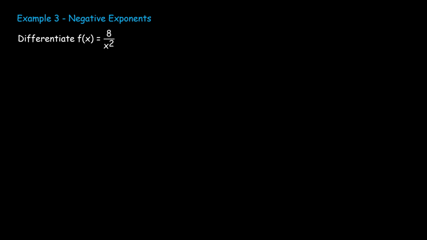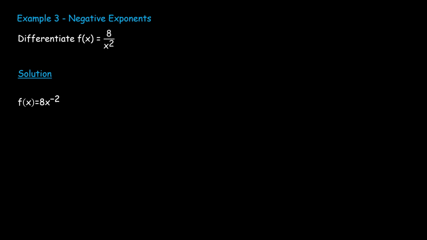Okay, example number 3, we have negative exponents. Differentiate f of x equal to 8 over x squared. So we need to use the law of indices for this one, okay? So you have to remember that 1 over x is equal to x to the power minus 1, right? So we apply this and then we'll get 8x to the power negative 2.